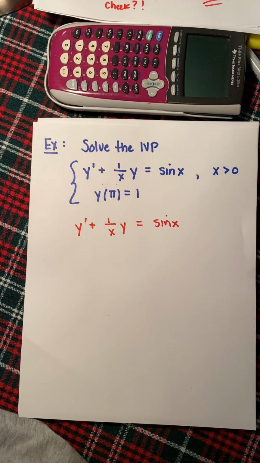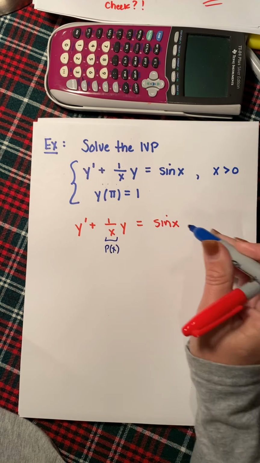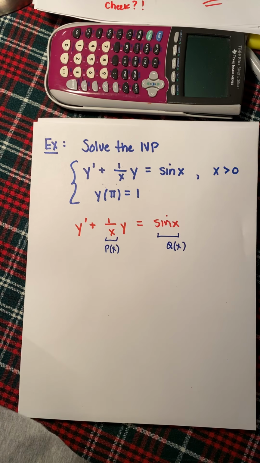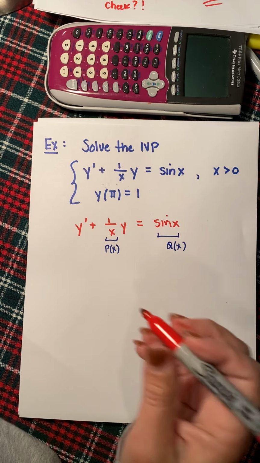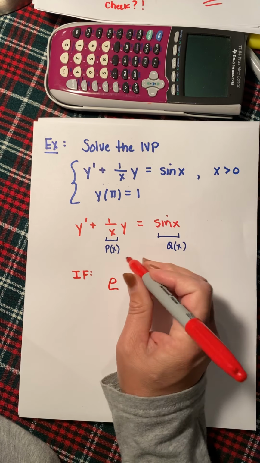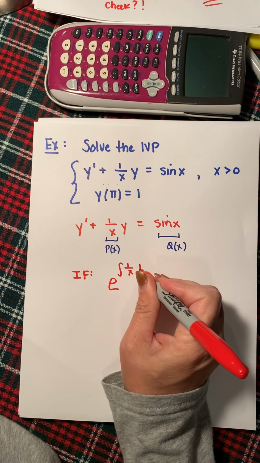So this is in our perfect form. Here's my function p of x, which we're going to use to find the integrating factor. Here is just the function of x all by itself on the right-hand side of the equation. So let's find my integrating factor. My integrating factor is e to the integral of p of x.